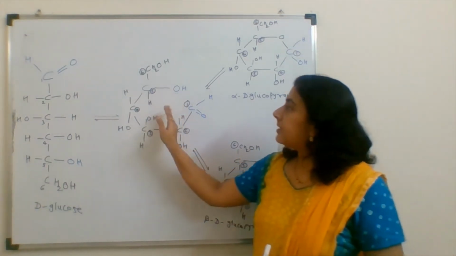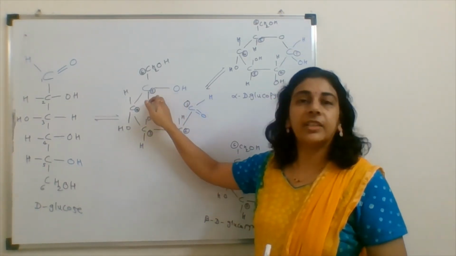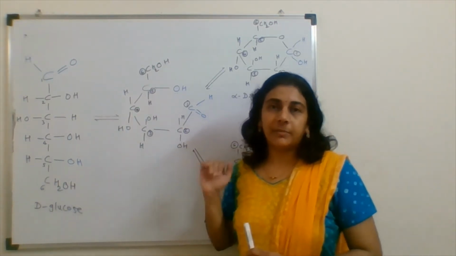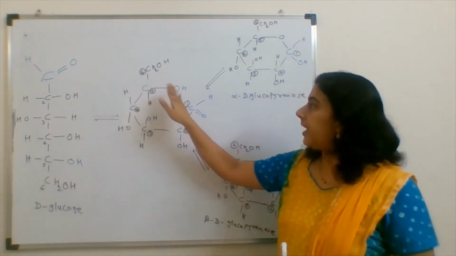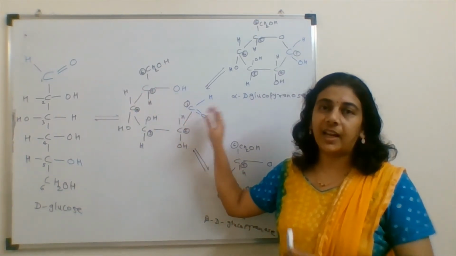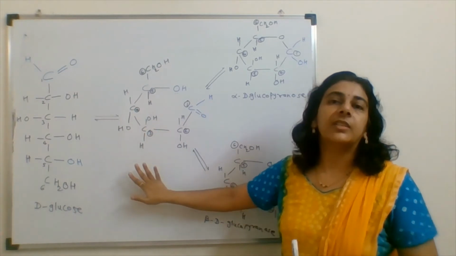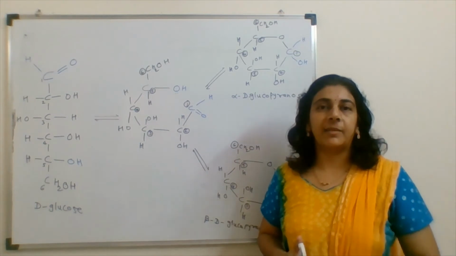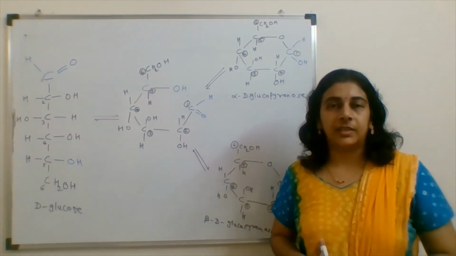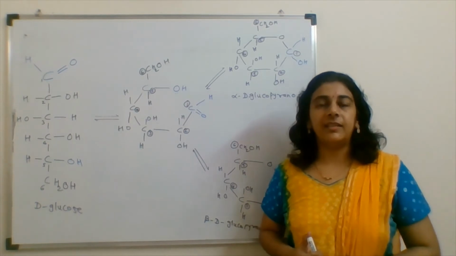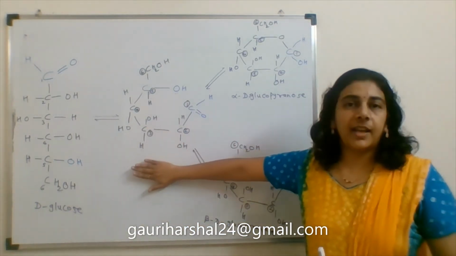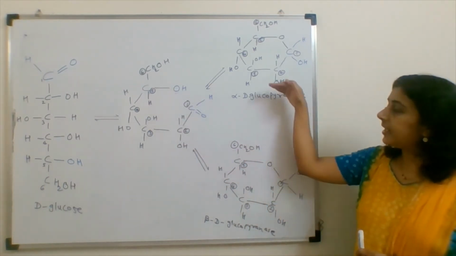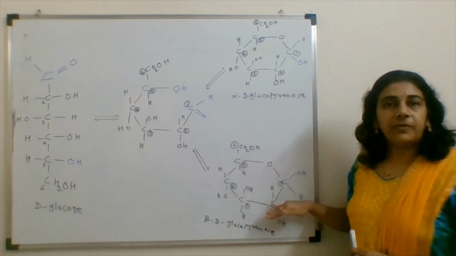See here, this hydroxyl group on the 5th carbon atom, which I have shown in a blue marker, this hydroxyl group reacts with the first carbon atom and it forms this type of structure. This we call a hemiacetal. In case of aldehydic sugar, we call it a hemiacetal. In case of ketone, the sugar having a ketone group, we call it a hemiketal. So this is a hemiacetal structure, and when this structure further resolves, it can form two types of structures.